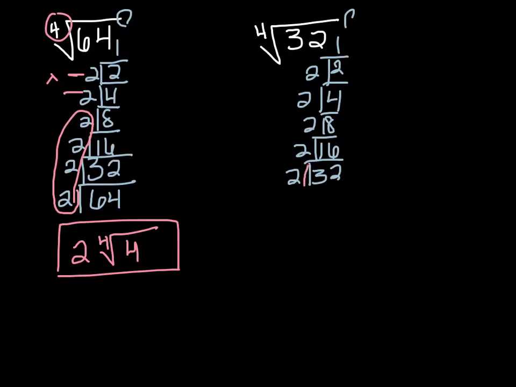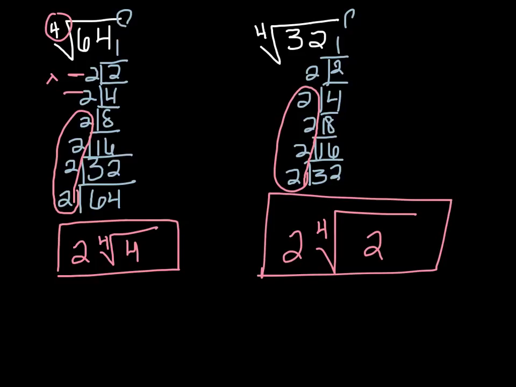Circling groups of 4, so 1, 2, 3, 4. On the outside, that group gets to go out. On the inside, the only thing left is a 2 and a 1, so 2 times 1 is 2. And there's my solution there.